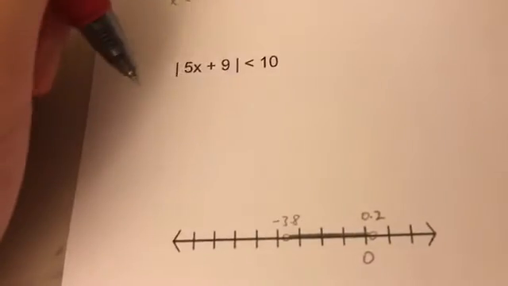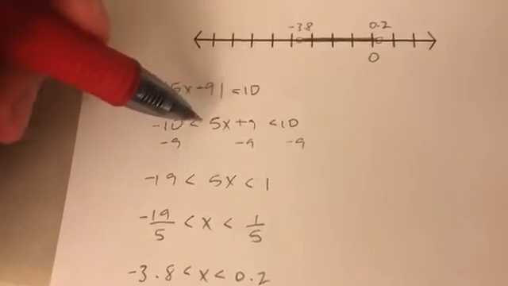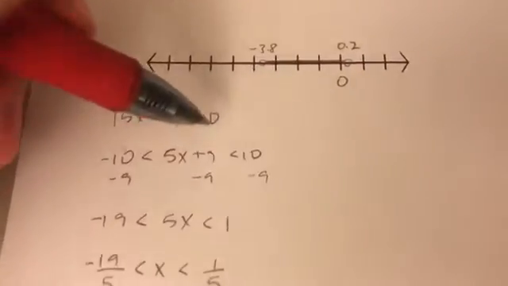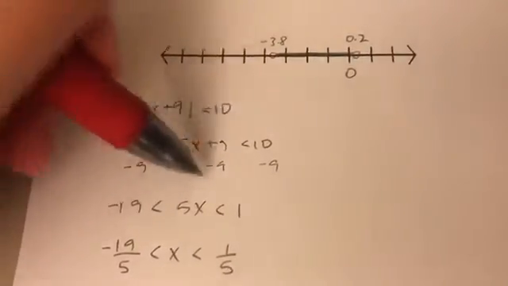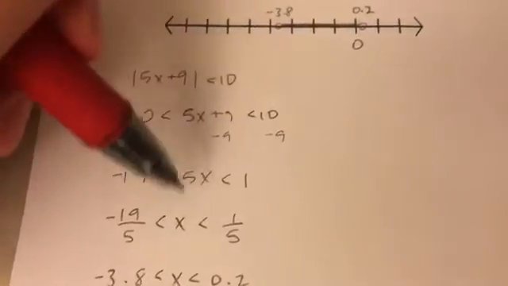5x plus 9, which is an absolute value, is less than 10. So this is negative 10, which is less than 5x plus 9, which is less than 10. First, you need to minus the 9 from here. So it's negative 19, which is less than 5x, which is less than 1.